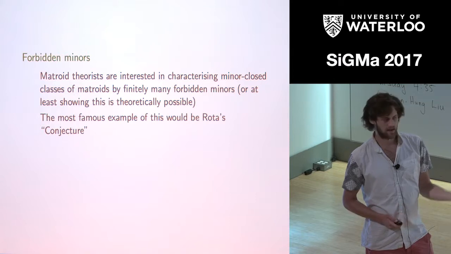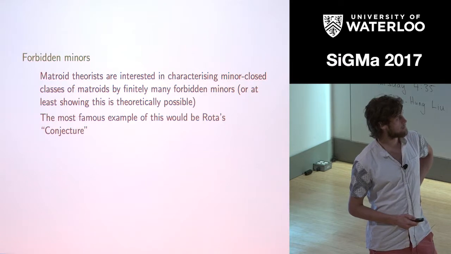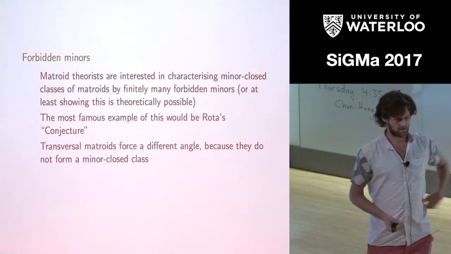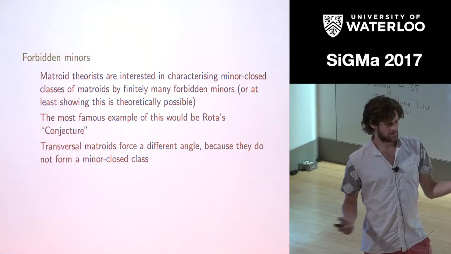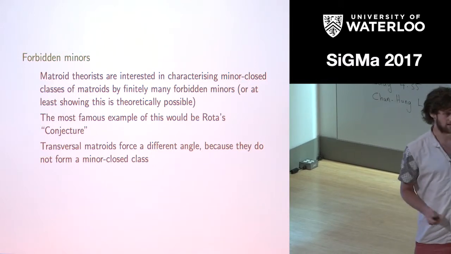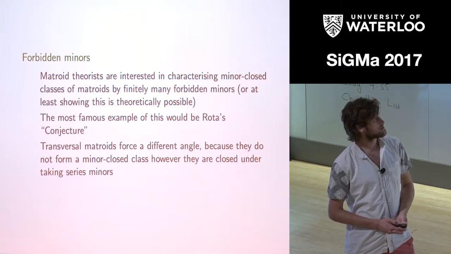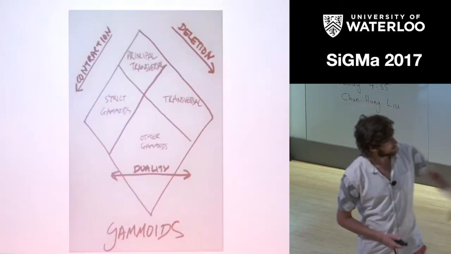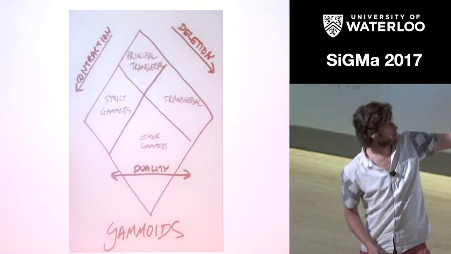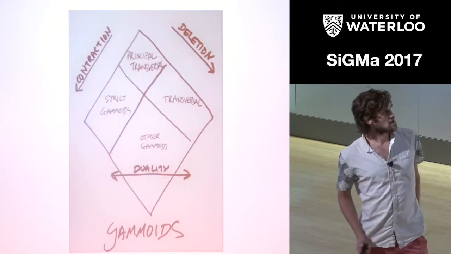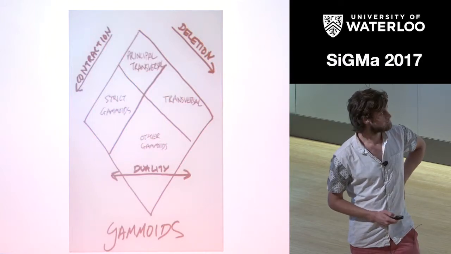And for minors, I don't think I need to tell people too much about why that's interesting to matroid theorists. And of course, the big problem with transversal matroids, which is why we're talking about series minors, is that transversal matroids are not a minor-closed class, so we can't define them in terms of excluded minors. We're going to have to think about excluded series minors. I just want to show this nice little sketch of gammoids. It's a nice way of thinking about it. You can see that we've got deletion going one way and contraction going the other way. So transversal matroids are closed under deletion, but not under contraction. And of course, we can add in series contraction to that.